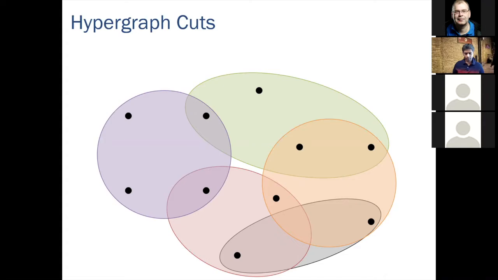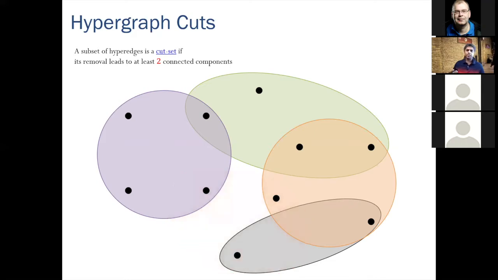In this work, we are interested in hypergraph cuts and hypergraph k-cuts. A subset of hyperedges is said to be a cut set if its removal leads to at least two connected components. In this example, the removal of the red hyperedge does not lead to two connected components, so the red hyperedge does not form a cut set. But the removal of, let's say, the red and black hyperedges leads to two connected components, so the red and black hyperedges together form a cut set.